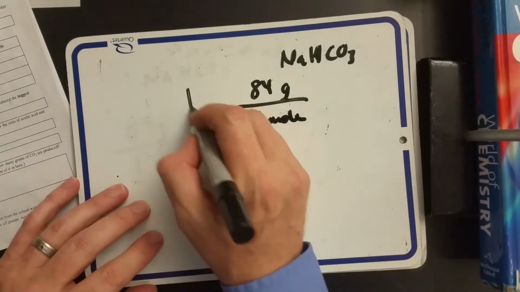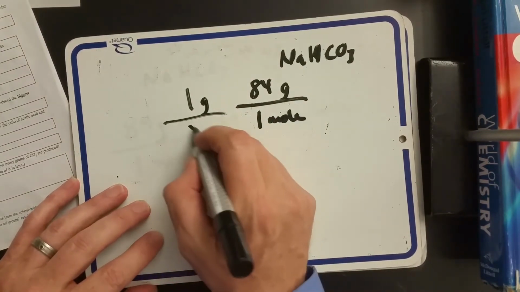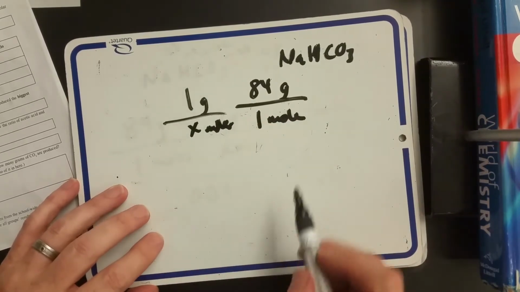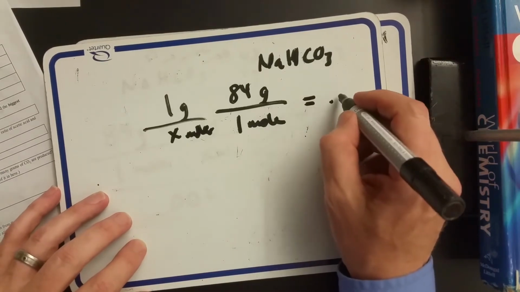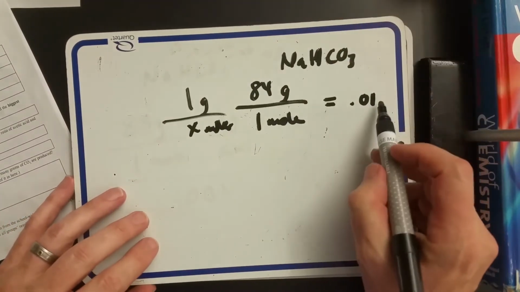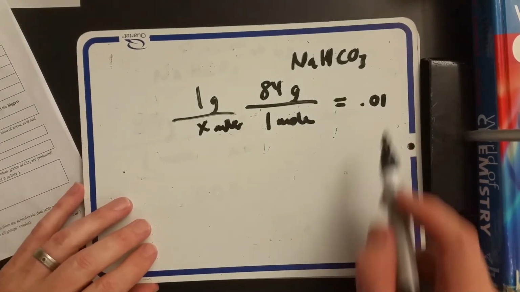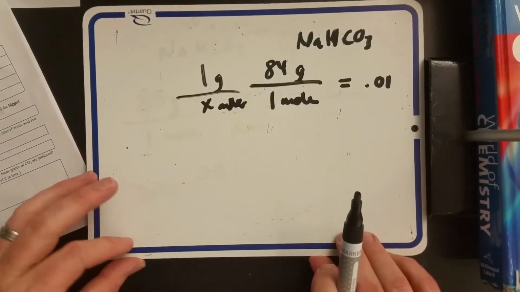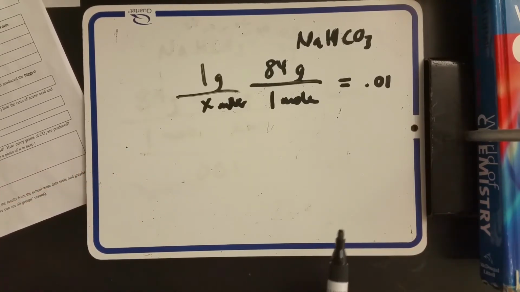Now we know we had 1 gram, and we want to know how many moles was that. Cross multiply and divide, what you're going to get: 1 times 1 divided by 84. That's a pretty small number, about 0.01. You probably want to give me another decimal point on there. Give me one more digit, because that's too much rounding there. Give me at least 1 more, maybe 2 more digits in your final answer. So we did that, and that tells us the moles of baking soda.